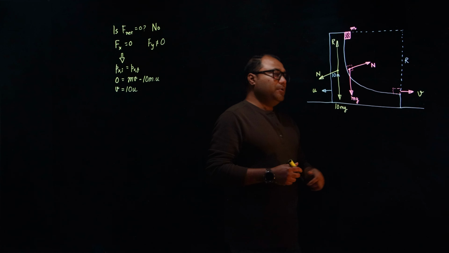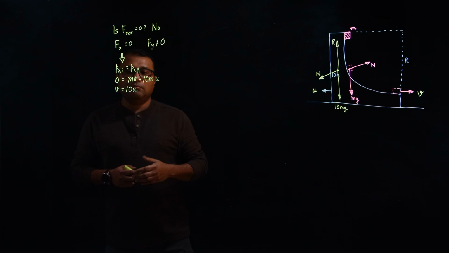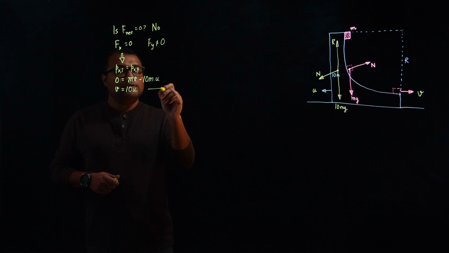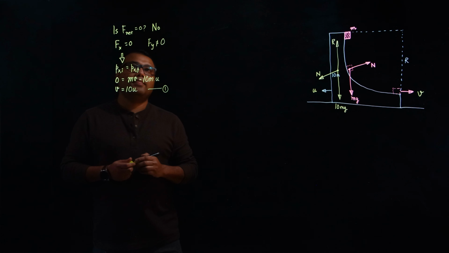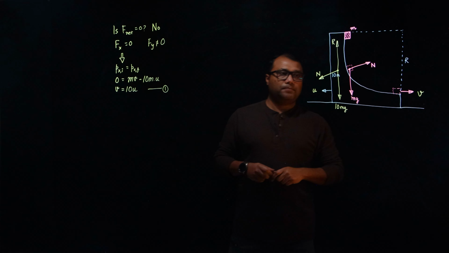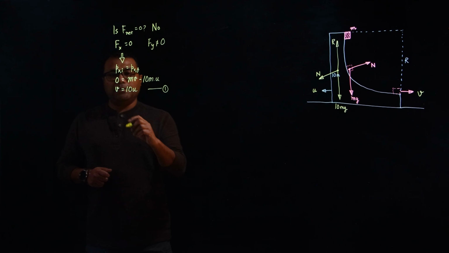Now our purpose was to find v. We got a relation, but we don't know u. We have two unknowns. So let's just say this is equation number 1. So what else can we apply to this? Now let's look at the work energy theorem.